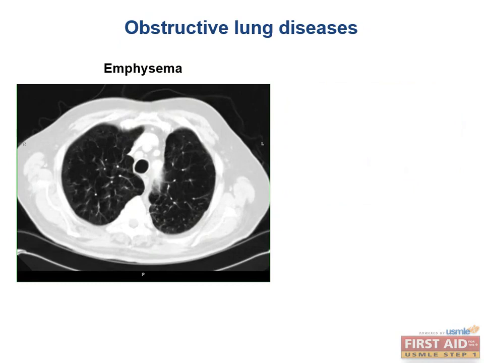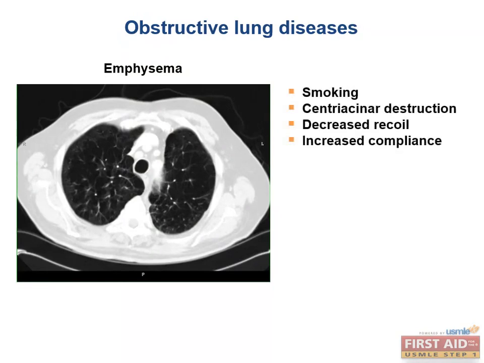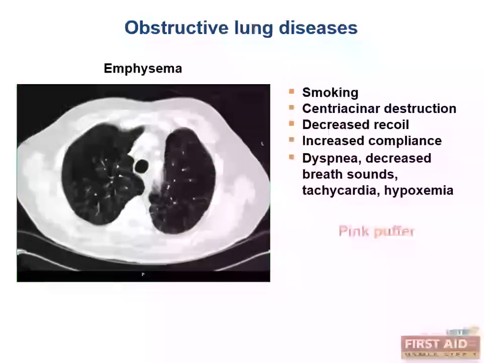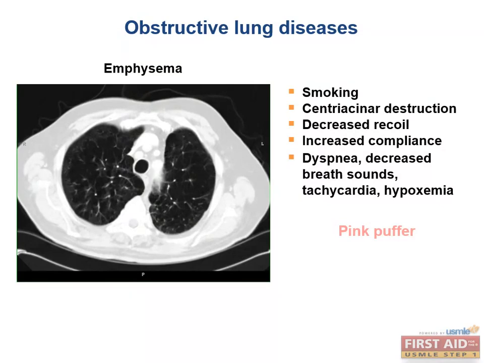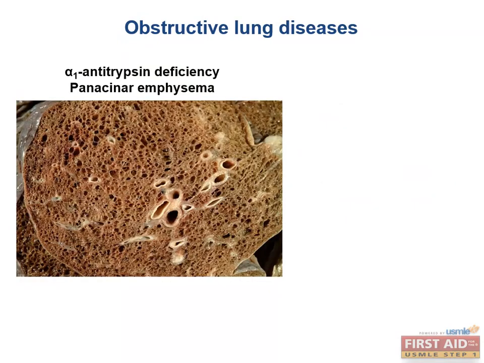So, with smoking, you get this characteristic destruction of airways in the terminal bronchioles, classically called centroacinar, before spreading peripherally. This leads to decreased recoil and increased compliance in the lung, and it presents with dyspnea, decreased breath sounds, tachycardia, early onset dyspnea, but late onset hypoxemia, and eventually wasting. The pink puffer look comes from the effort to puff through pursed lips and increase airway pressure to prevent airway collapse during exhalation. Other morphologic types of emphysema are panacinar, caused by the alpha-1 antitrypsin deficiency, which is very board testable.